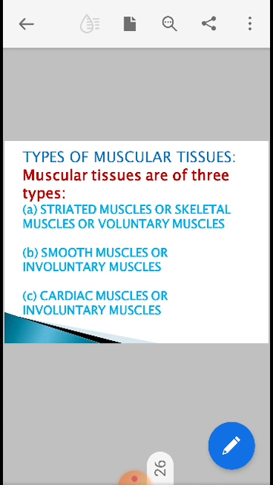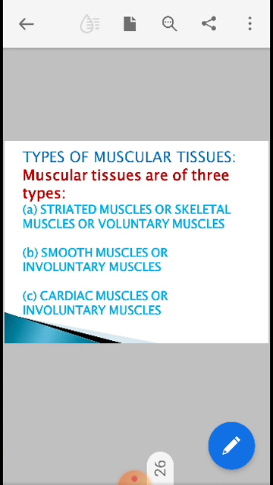Okay, now further let us talk about the different types of muscular tissues. Muscular tissues are of three types. They are striated muscles or skeletal muscles or voluntary muscles. These are three names, but they are only one. The other kind of muscular tissues are the smooth muscles or the involuntary muscles, and the third are the cardiac muscles or the involuntary muscles. So you have seen the figure already upside, and there we had talked about the skeletal muscles, the smooth muscles and the cardiac muscles. Now why do we term them as voluntary and involuntary?